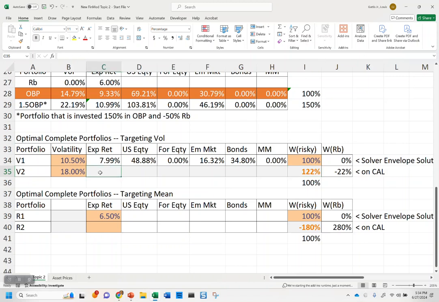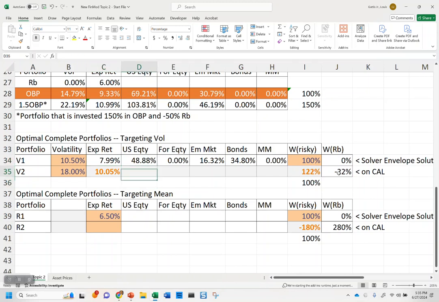So what's the return of that portfolio? Well, I'm going to get 122% of the return of the optimal portfolio, which is 9.33, but I need to pay off the interest charge. So I'm going to say minus 22 times RB, which is at 6%, and the best I can do is 10.05. So you're going to get 122% of the return minus the 22% borrowing.